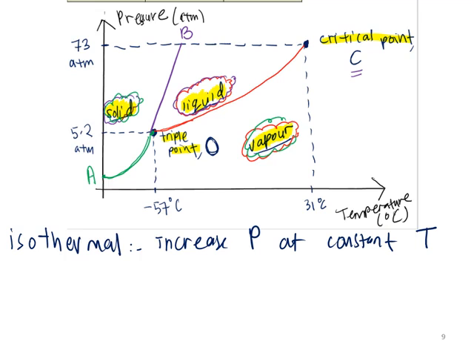ambil je mana-mana titik temperature. Yang penting temperature mesti constant. Katakanlah saya ambil temperature at this point, at point Y. Katakanlah kat sini point Y saya. At point Y, what happened to the phase change for the CO2 isothermally?